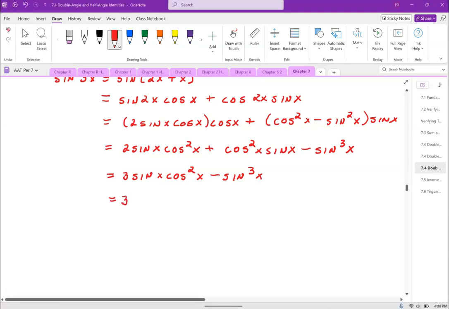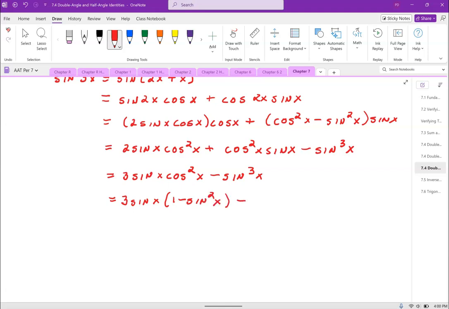So this is really 3 sine x, and I can swap out cosine squared for 1 minus sine squared x, minus sine cubed x. So I distribute again. So I have 3 sine x minus 3 sine cubed x minus sine cubed x. And now we've got two like terms at the end, 3 sine x minus 4 sine cubed x. So there is your simplified triple angle in terms of just sine x.